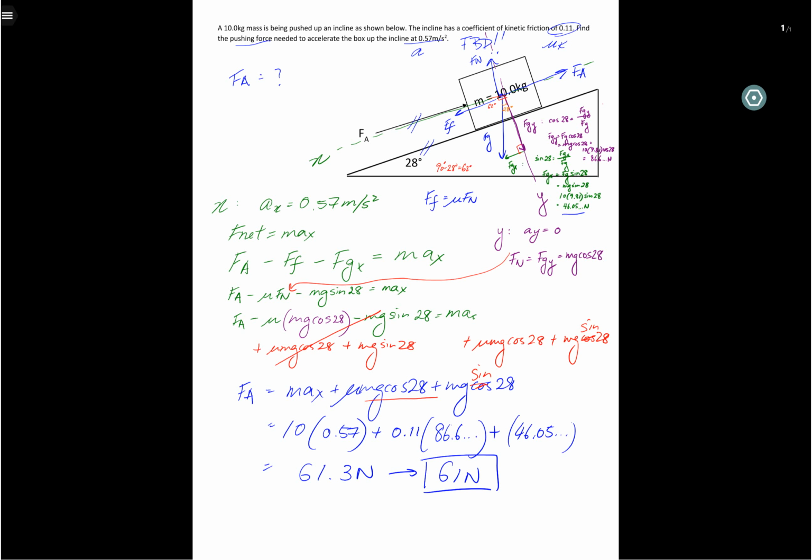If you're interested, there's another video I've posted which features a variation of this problem when FA is not parallel with your incline but directly horizontal like this. If you're interested in watching that video, it's on the side as well to see how it might look different.